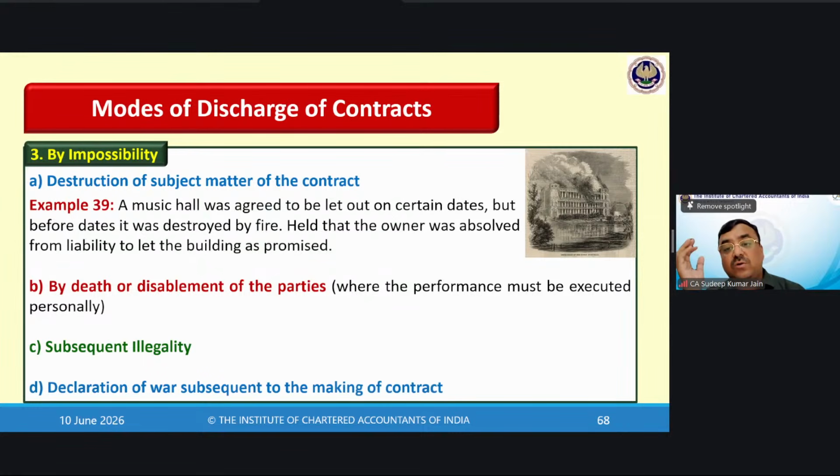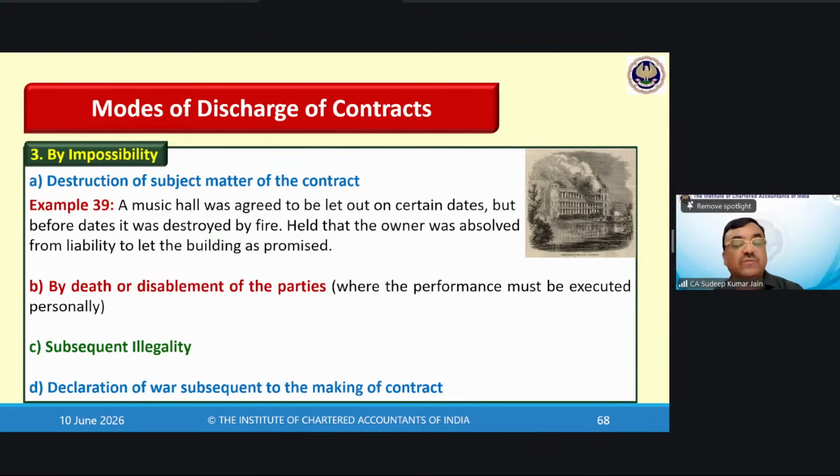Subsequent illegality means the contract was perfectly legal under the law. But after the contract was entered, the law is changed and the performance becomes illegal or against the law. The contract will be discharged. No party needs to perform. Declaration of war subsequent to making the contract.